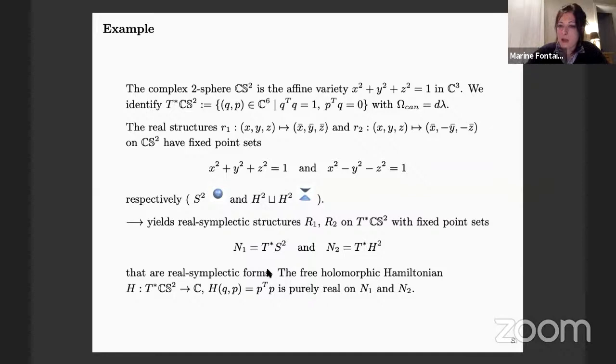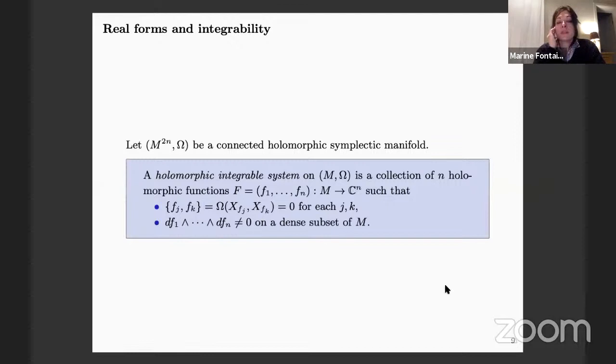And what happens if we now suppose that we are working with an integrable system? So how do we define a holomorphic integrable system? Well, we define it the same way as for a real system. It's a collection of n holomorphic functions on M that Poisson commute for the holomorphic Poisson bracket, and whose differentials are linearly independent almost everywhere on M. In the real case, a real integrable system is exactly the same. You just replace the F_i by smooth functions. Here it will be R^n.